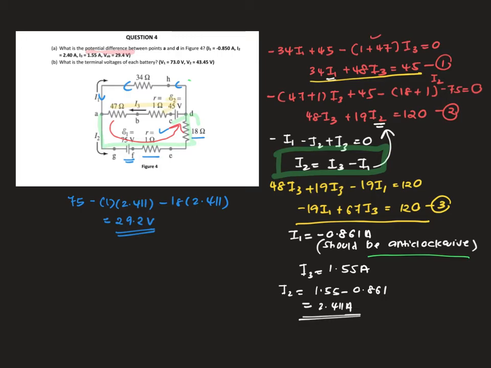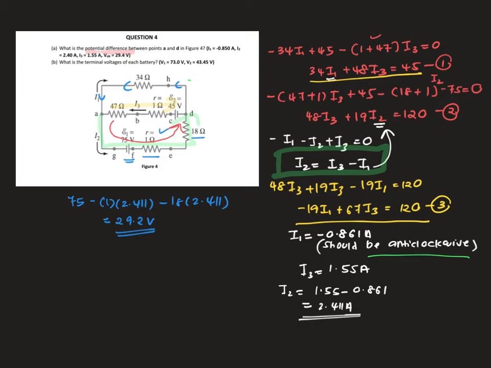So I'm going to put it here, 47, opposite with my assumption loop, the yellow one. But make sure that you need to draw a new loop for potential difference. You don't have to use the assumption loop you drew before when you needed to find I1, I2 and I3. You need to draw a new loop.